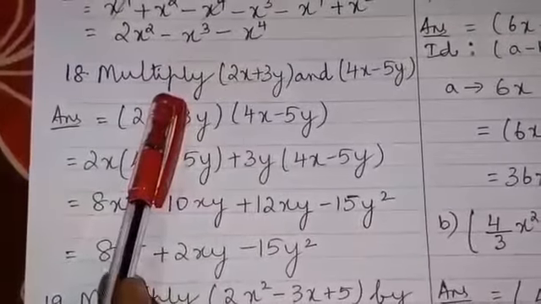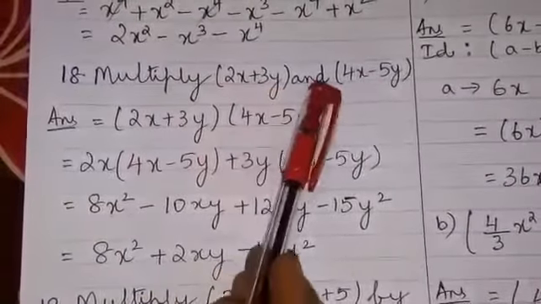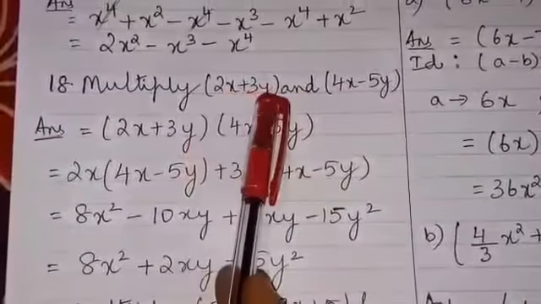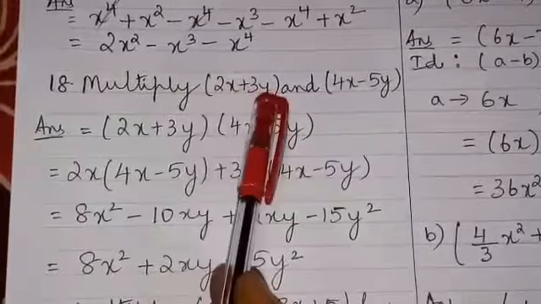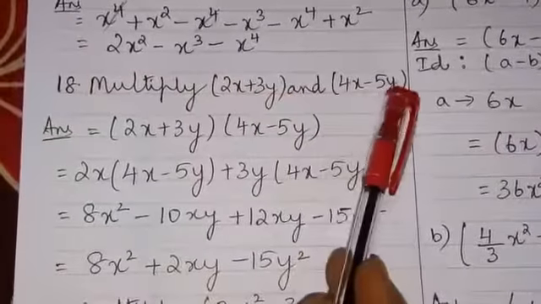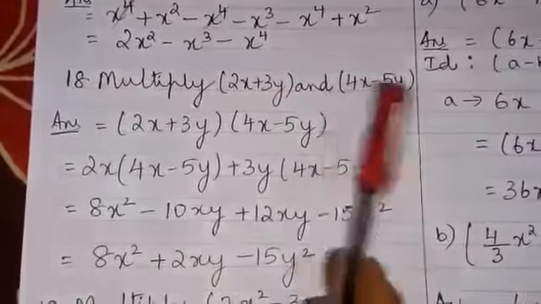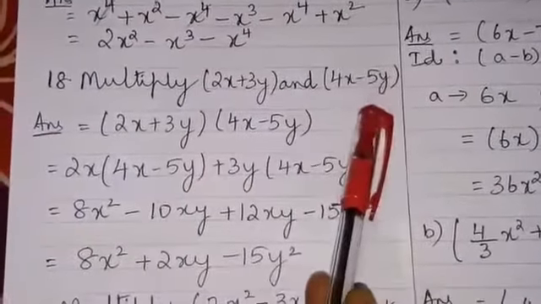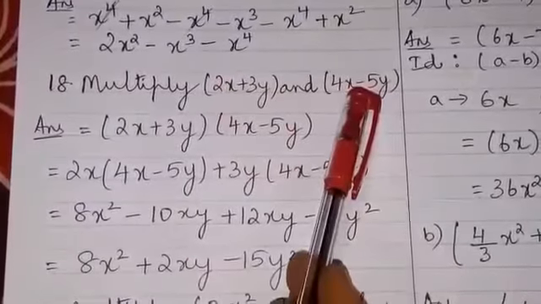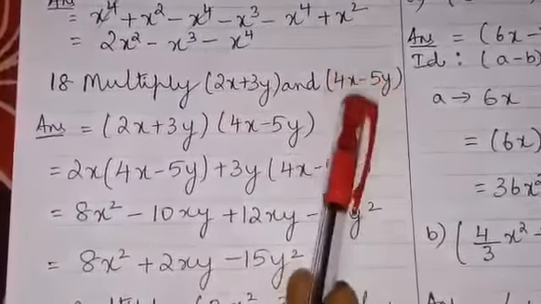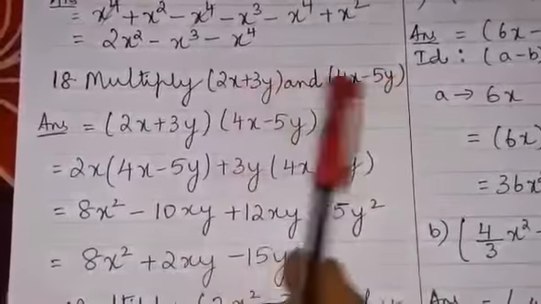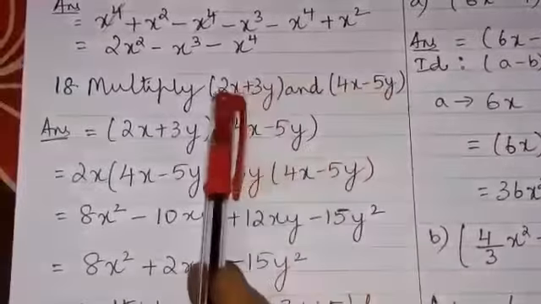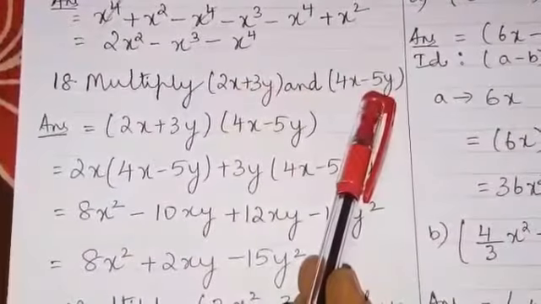Multiply 2x plus 3y and 4x minus 5y. This expression has two terms, so it's a binomial. This expression also has two terms, so it's also a binomial. So we need to find the product of these two binomials.